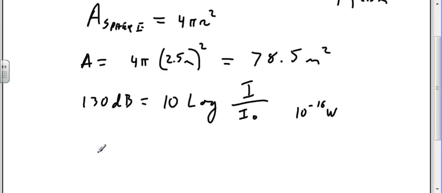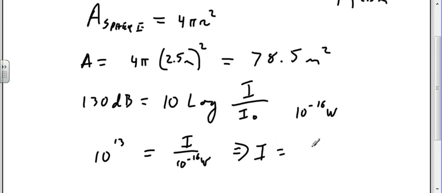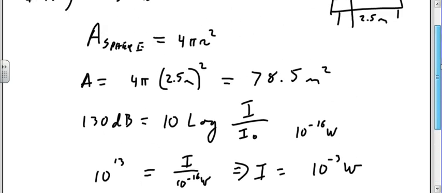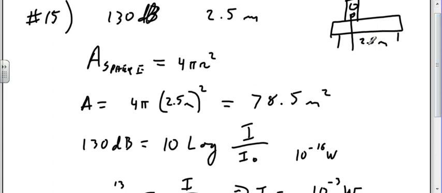Alright, so now we have 10 to the 13th is equal to intensity divided by 10 to the minus 16 watts, implying that the intensity is 10 to the minus 3 watts. Okay, and the intensity per meter squared, okay, so that's the intensity, that 10 to the minus 3 watts. And that's going to be at 2.5 meters.